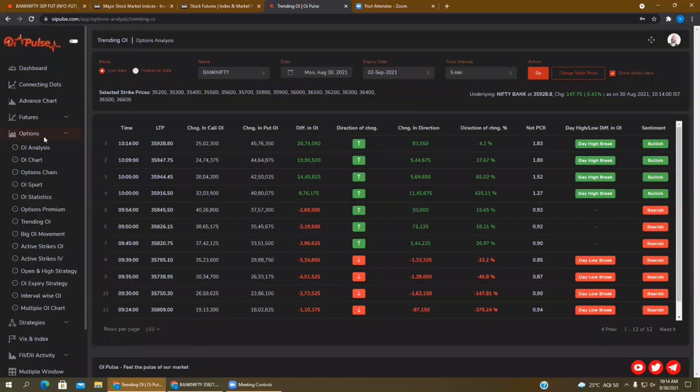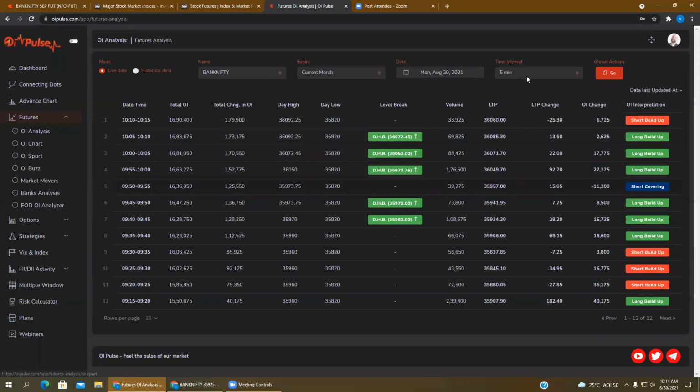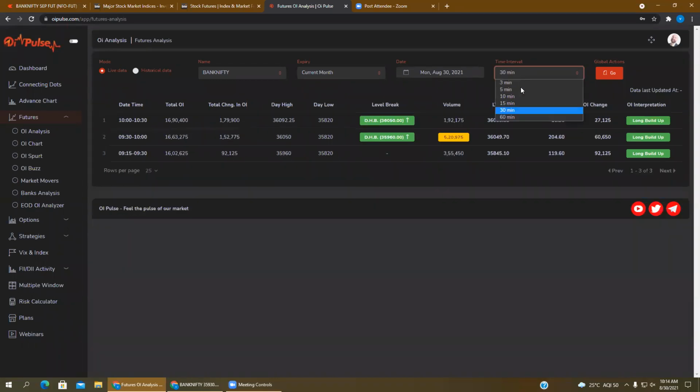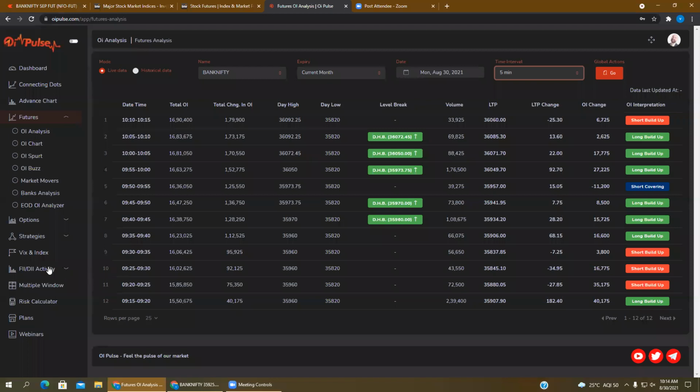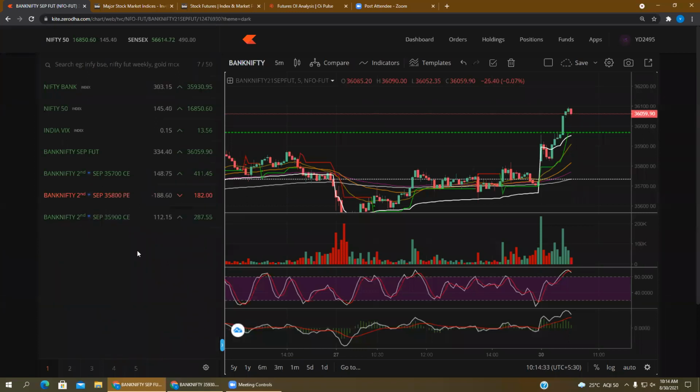OI analysis. This is good. After a long time, we are seeing some long build up in Bank Nifty. I'm not looking at 36,000 yet. I'm looking at 35,900. I'm trading 35,900 as of now.